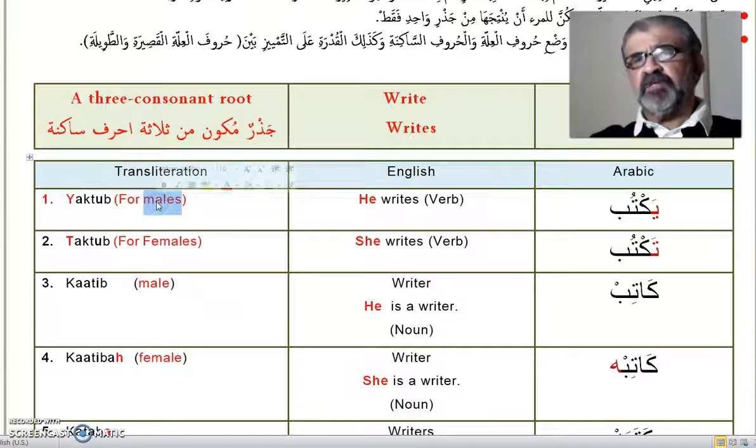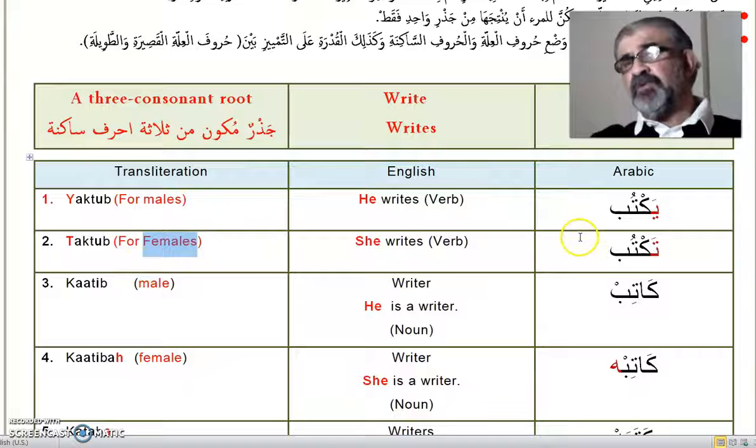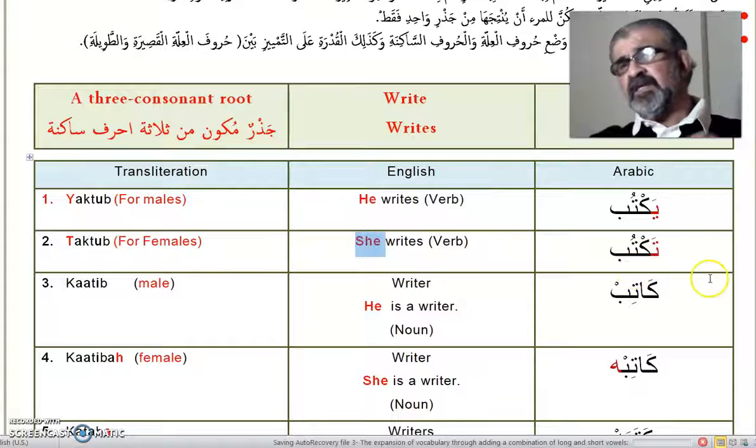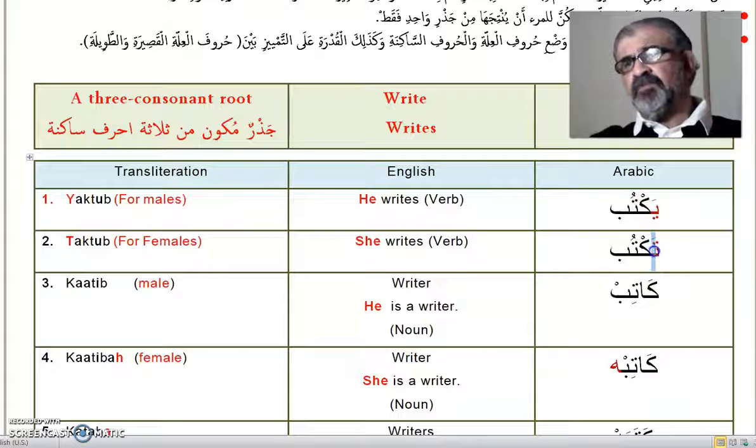This is for males actually, and taktub is for females, two different genders. In English, to differentiate between the two genders, we have to use the pronouns he and she. While in Arabic, it is so easy. All that you have to do is to change the ya, yaktub, into ta, taktub. And by this, we change the verb from being for males to females, and vice versa. From males into females, from ta into ya.